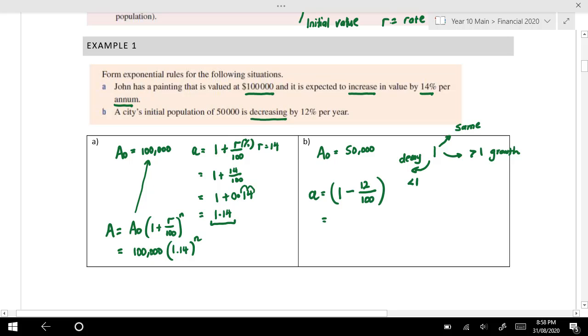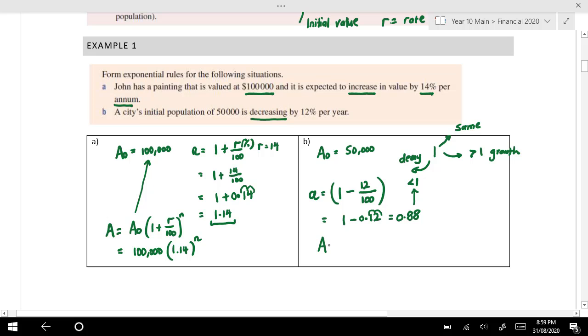Now, if I go ahead and find out what my growth rate is, well, 12 divided by 100. Dividing by 100 moves 2 decimal places, so that's 0.12. We subtract 0.12 from 1, which of course is 0.88. We want to come up with a decimal answer. We know that it's going to be less than 1.